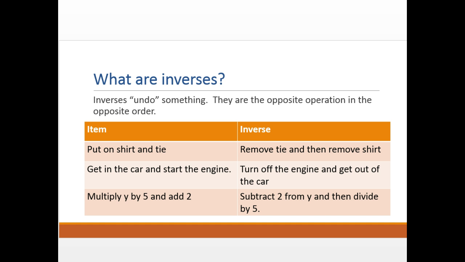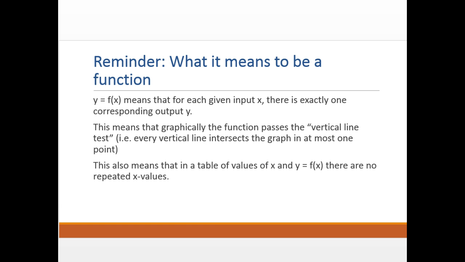If you were to multiply y by 5 and then add 2, the inverse would be to subtract 2 from y and then divide by 5. Again, opposite order and opposite operation.